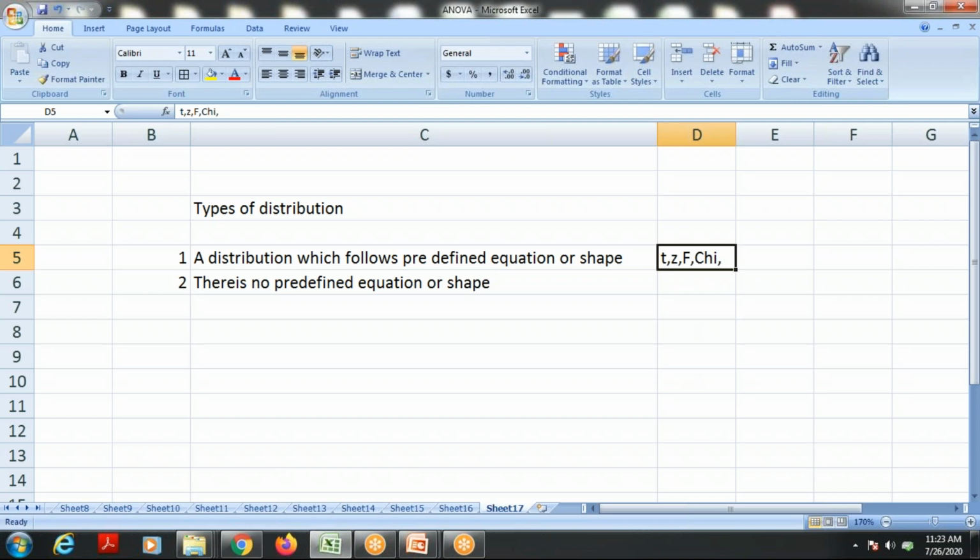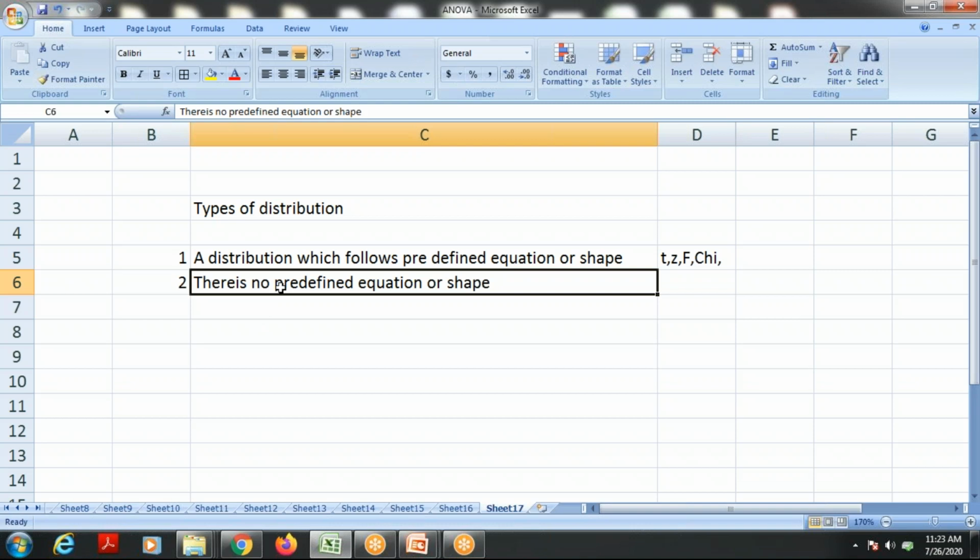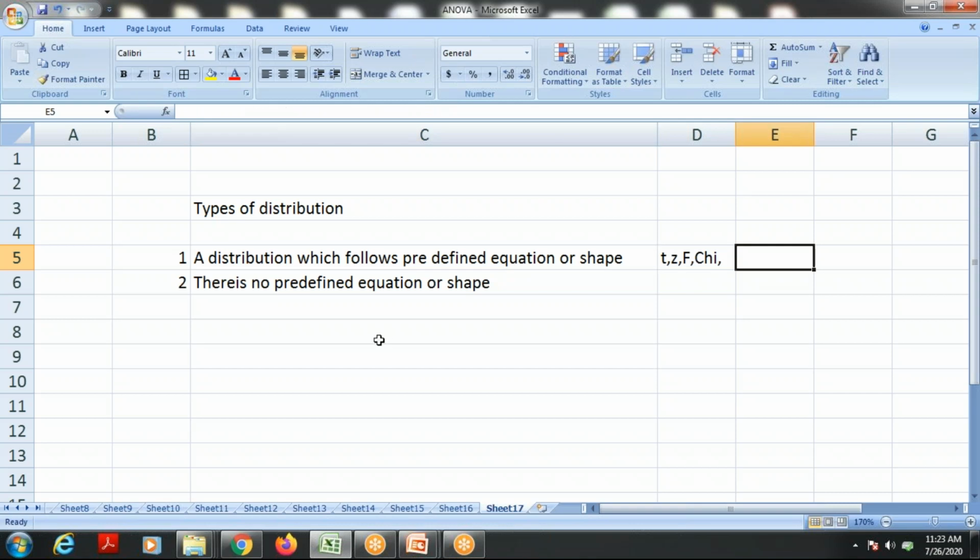Got it? Okay, sir. Now comes the distribution wherein there is no predefined equation or shape, and second is a distribution wherein there are predefined equations or shape. So the first type of distribution is known as parametric, and second is called non-parametric. Got it? So parametric is the first type of distribution, the name for that is parametric, and second is non-parametric. This is what the name is given.